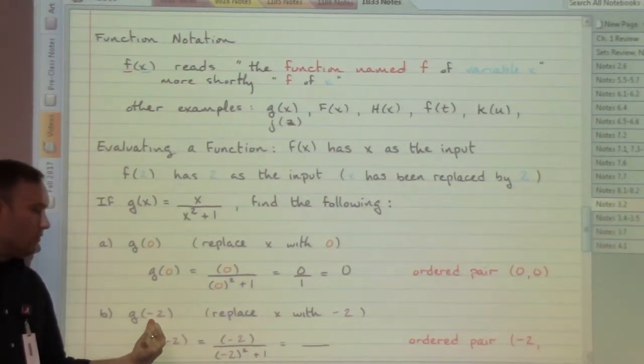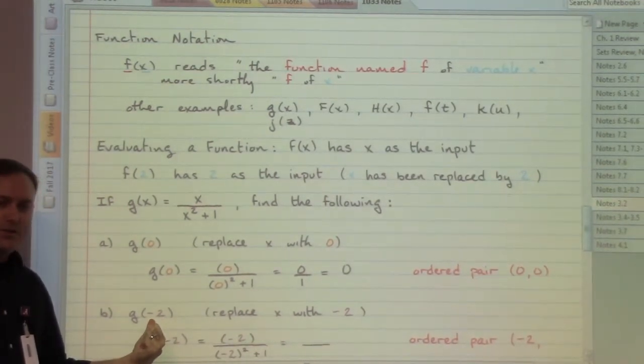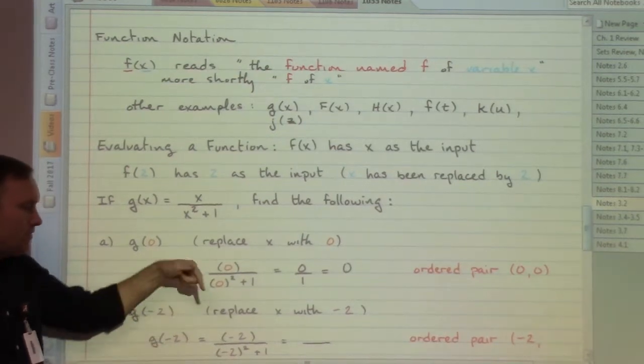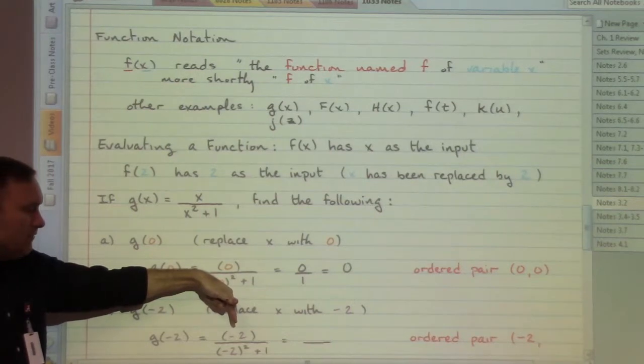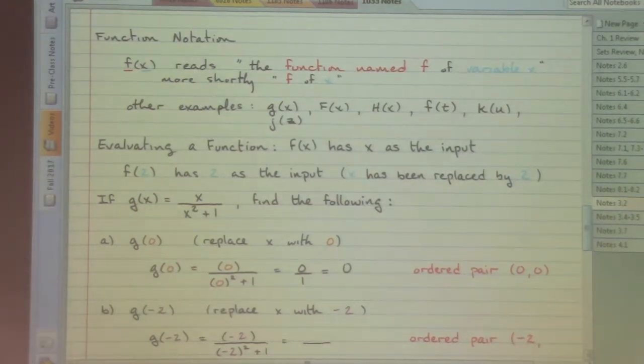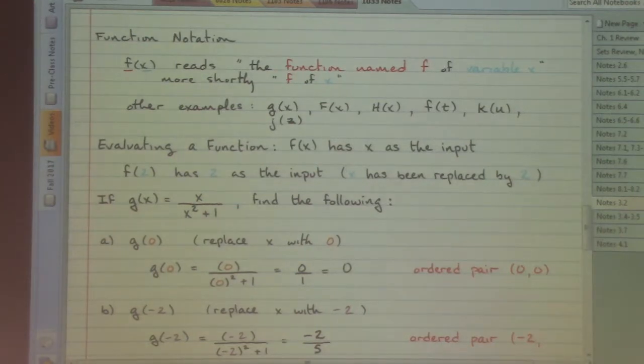G of negative 2. Instead of the x inside those parentheses, I have the number negative 2. So in my equation, instead of the x, I'm going to put in the negative 2. If we crank that out, up on the top, we would have our negative 2. Down on the bottom, we would have negative 2 squared is a positive, 2 squared is 4, 4 plus 1 is 5. So the second half of our pair would be a negative 2 over 5.